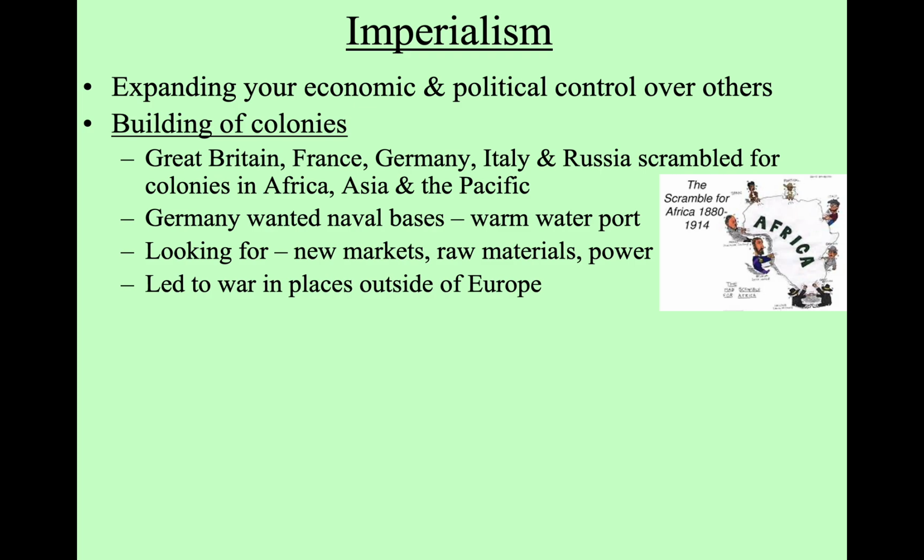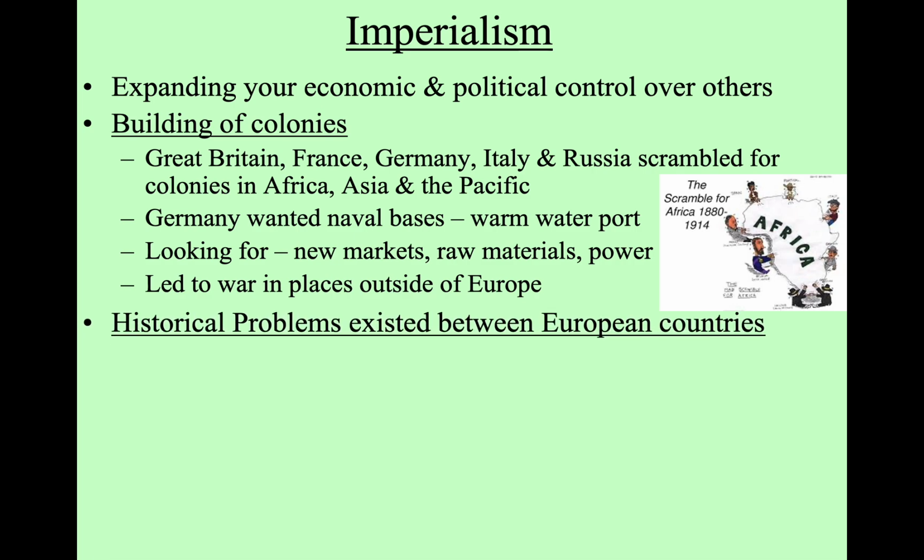This competition for colonies often led to war or other conflicts in places outside of Europe, where European nations were competing. These conflicts increased the tension that existed between these countries as a result of several historical problems that had developed before the 1880s.